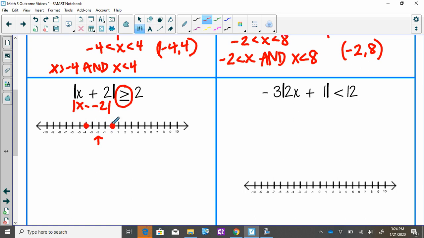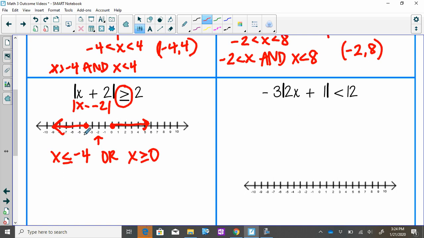But if I want a distance that is either equal to or greater, I would have to be further away from the center to have a distance greater than 2 away. So we have two separate inequalities here where x is less than or equal to negative 4 or x is greater than or equal to 0. So notice I switched to using the word "or" instead of "and." If I want the distance to be bigger than 2, I have to be further away from the center.